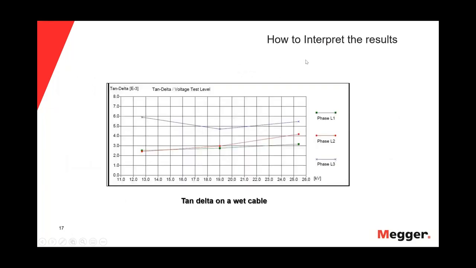How to interpret the results. If you look here, this is a wet cable. Phase one is green, phase two is red, phase three is blue, same scale, tan delta and voltage. Now look where this starts. When the cable is wet, see how it initially starts high here on phase three. Then as the voltage is applied and increased, you actually see a decrease, letting you know that it is water. So that's what this cable does under an actual wet condition.